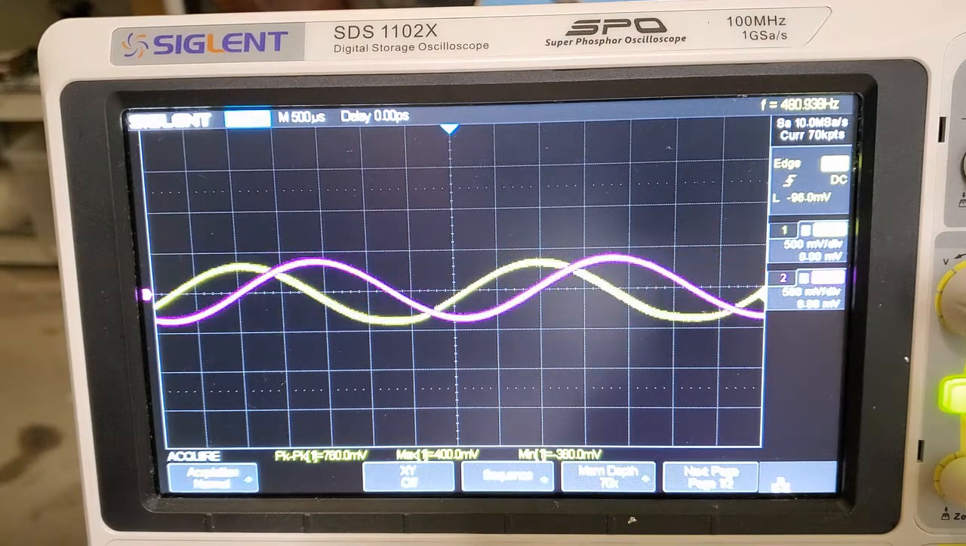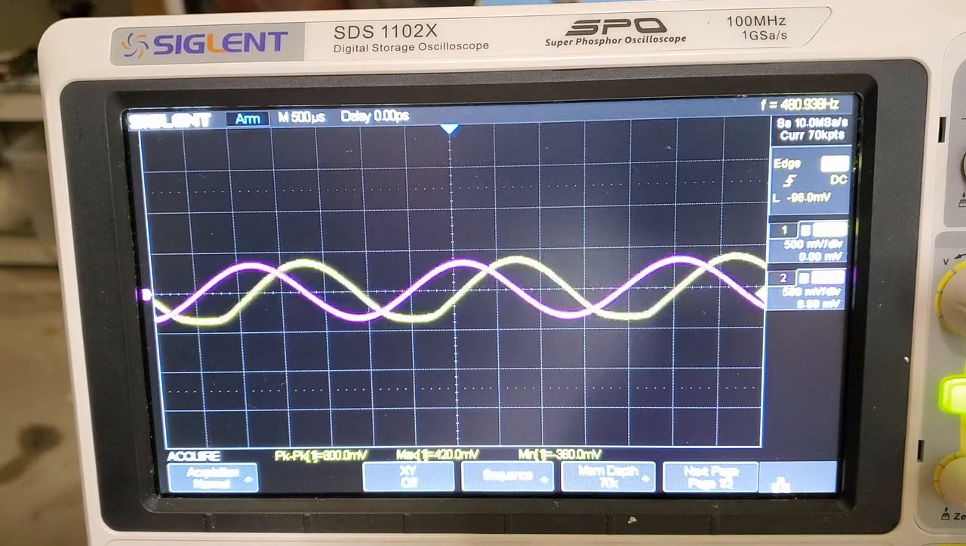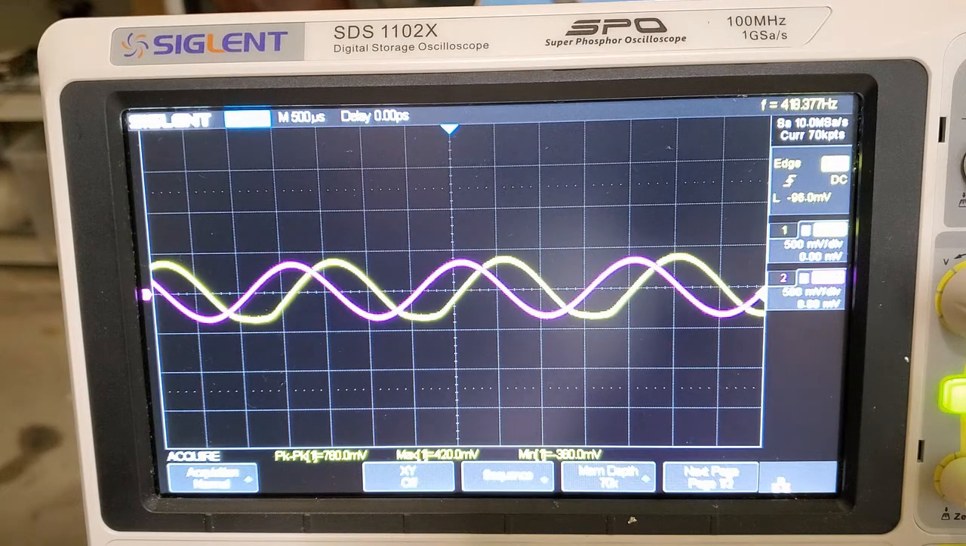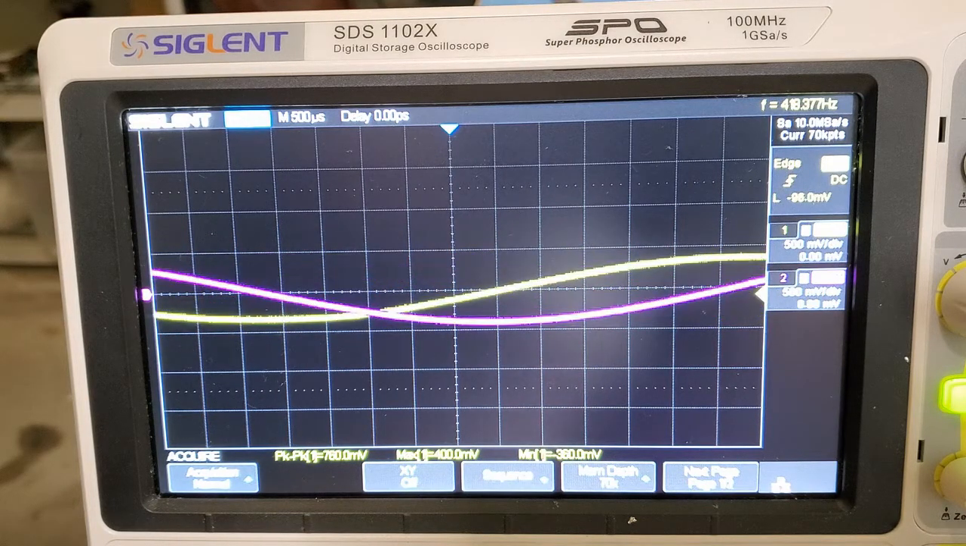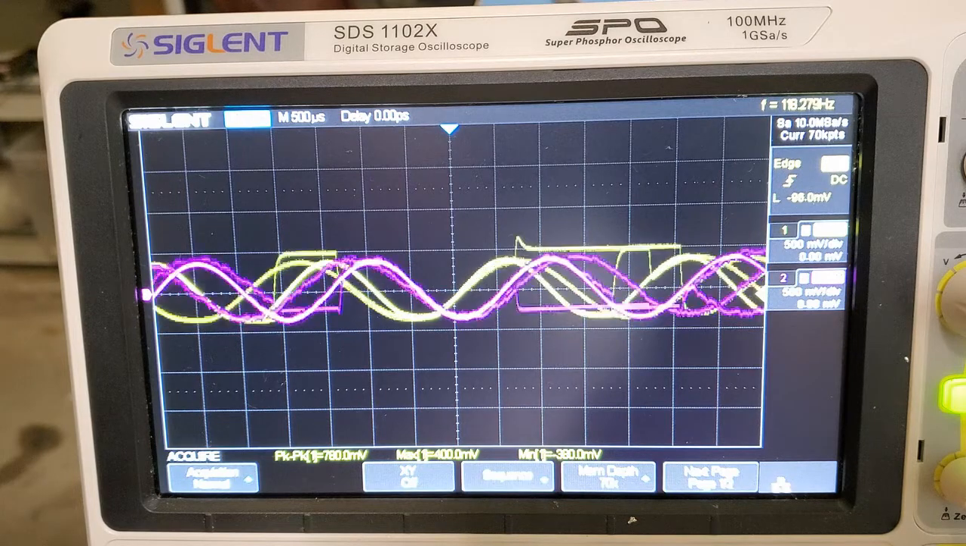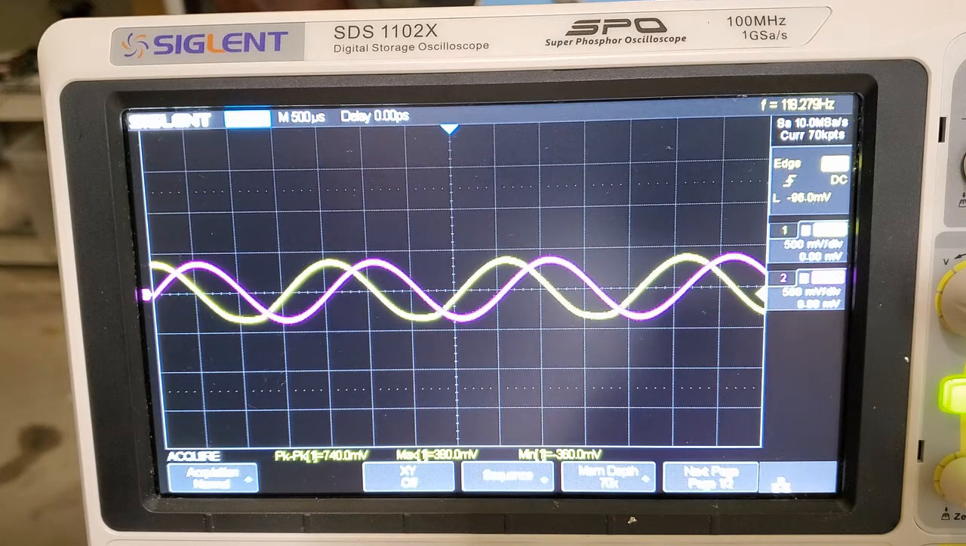So moving up, the purple trace leads the yellow trace, and then moving down, the purple trace is trailing the yellow trace. So that's basically the mechanism that's used in the following section, the phase shifter, to remove the unwanted sideband.